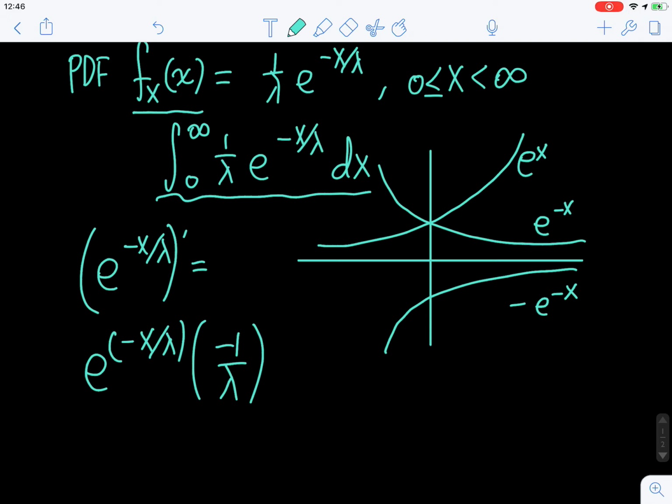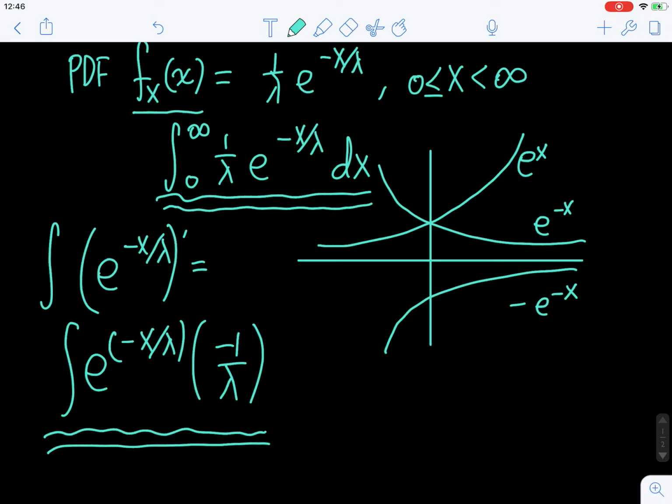And so if we integrate both sides, then we see that on this side, this is exactly what we have up here, right? These two are the same. And so I can use the fundamental theorem of calculus to get rid of this integral and the derivative. So I'm going to erase this. Okay, and I'm going to add a negative sign here. And that's how we integrate.